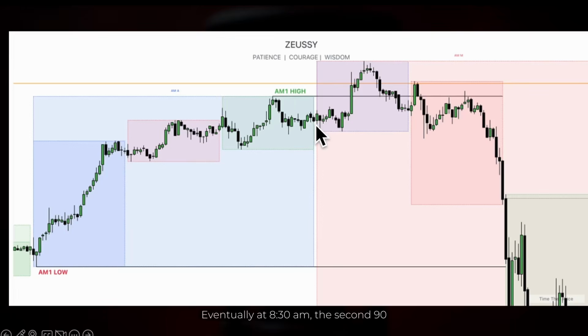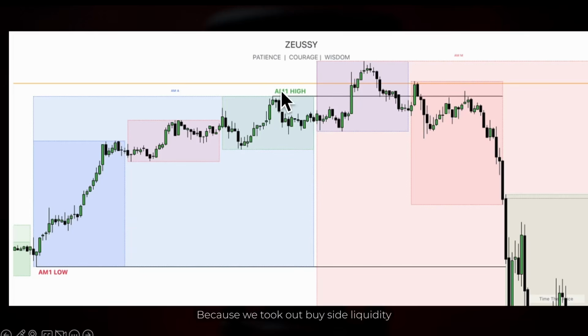Eventually at 8:30 AM, the second 90-minute cycle opens up, and we see the market run above the previous 90-minute cycle, its high, above the AM1 high. Notice that we eventually see the market come back below it, and we see the market begin a sell program, where we begin to see that premium rates are being created, and they begin to function as resistance price. From this moment in time, what you can anticipate is that the market is likely going to revert and draw towards the previous cycle low.